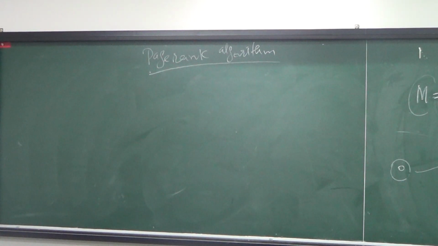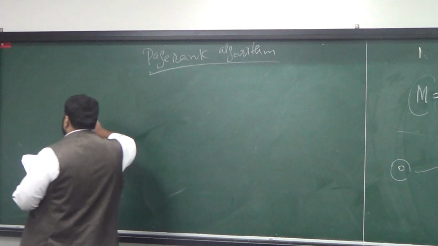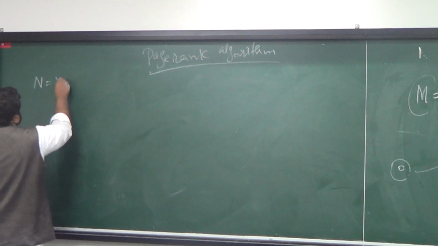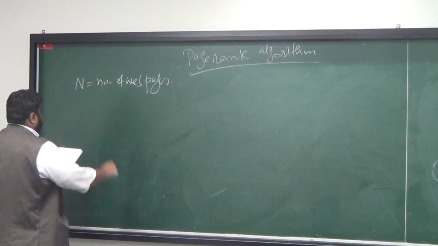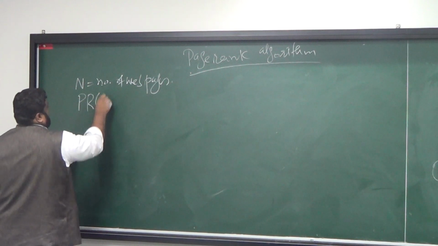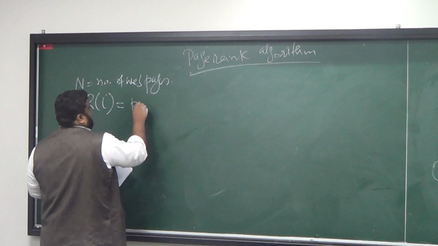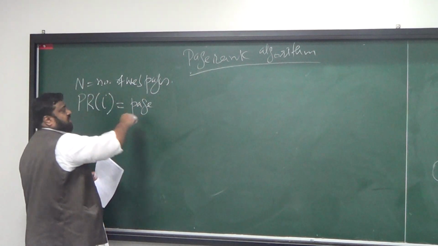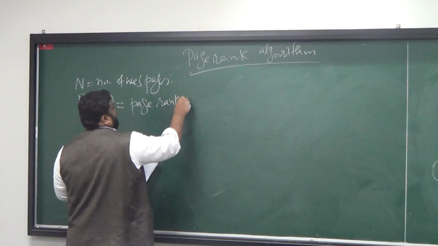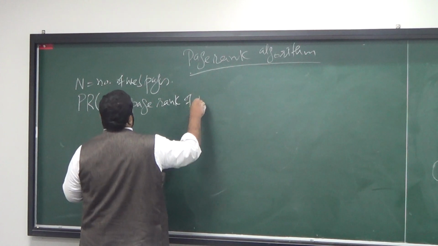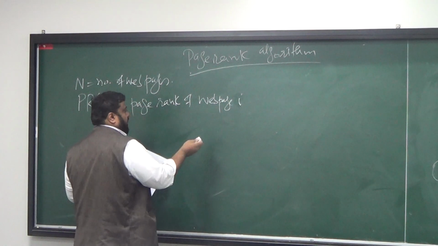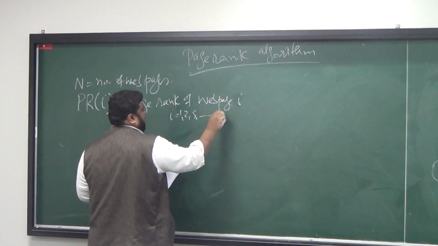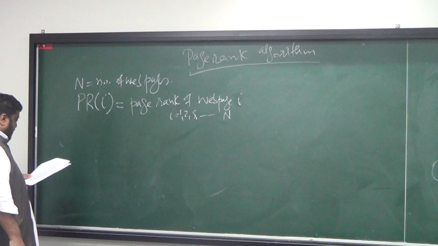What is the algorithm? Suppose n is the total number of web pages, and I is the page rank, the rank of web page I, where I can be 1, 2, 3, and so on, up to n.